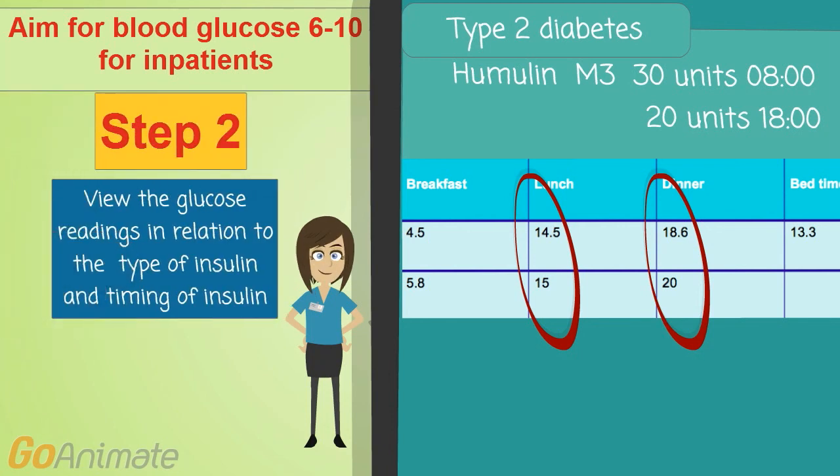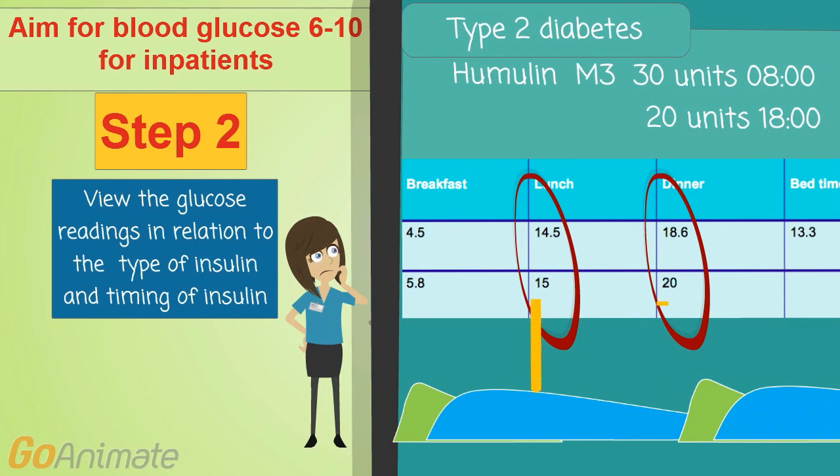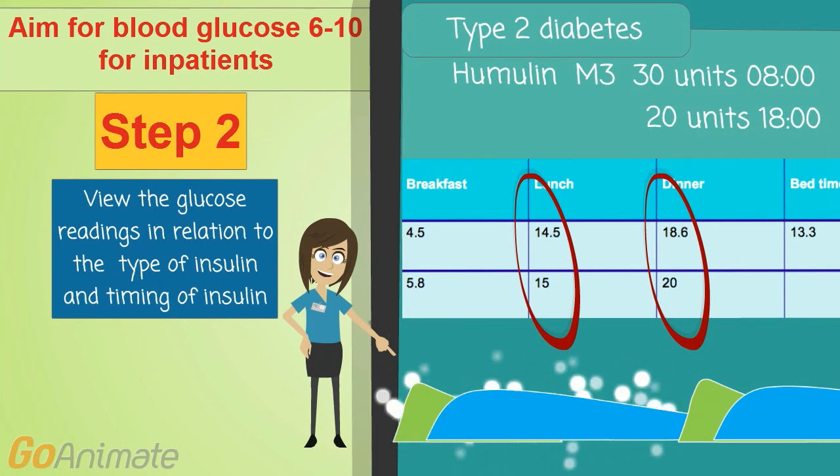View the glucose readings in relation to the type of insulin and timing of insulin. This patient is on Humulin M3, twice a day. Emma, can you tell me which insulin was acting when the readings were high? Yes, that is correct. It is the morning dose of insulin.